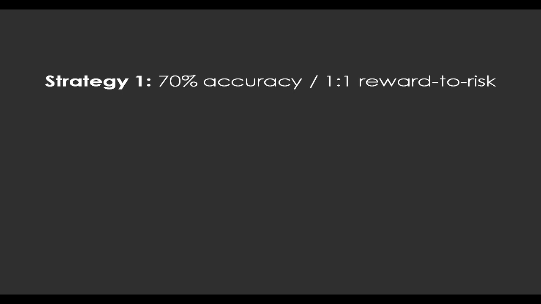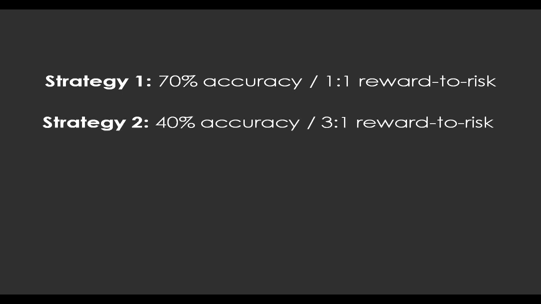So for example, we could say our winners on average are $1,000, our losers on average are $1,000, so they're 1-to-1, okay? Strategy 2 has 40% accuracy, but it has 3-to-1 reward to risk. So basically our winners are 3 times as big as our losers on average. If our losers are $100, our winners are $300.